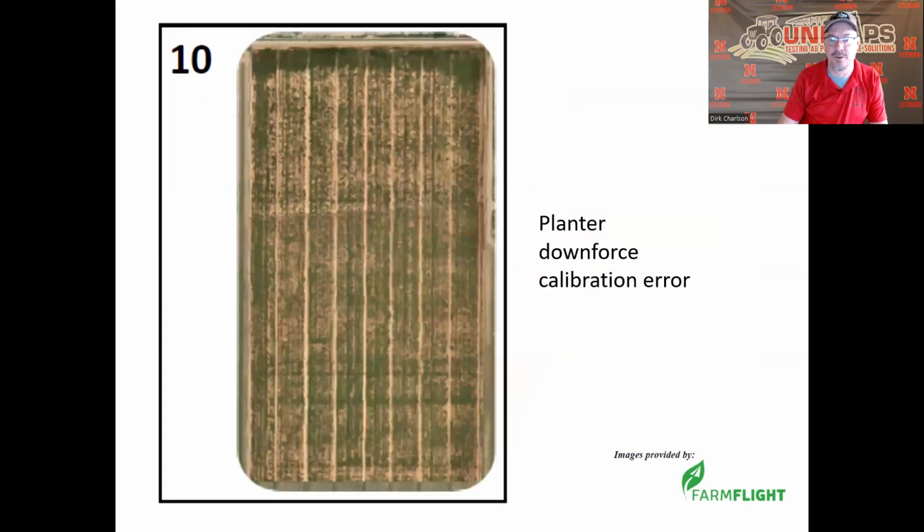And lastly, map number 10, the answer is planter downforce calibration error. This is indicated by looking at the top of the field, where we can see that there is canopy closure. As we move south, you can see the rows, and there's space between the rows, so those plants did not form canopy closure. Within those rows, you can see potentially individual plants or space between the plants. Planter downforce can cause poor emergence issues if not calibrated correctly.